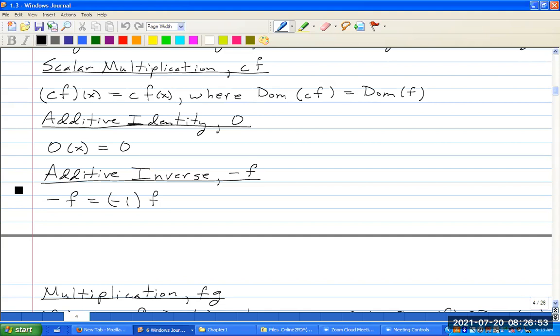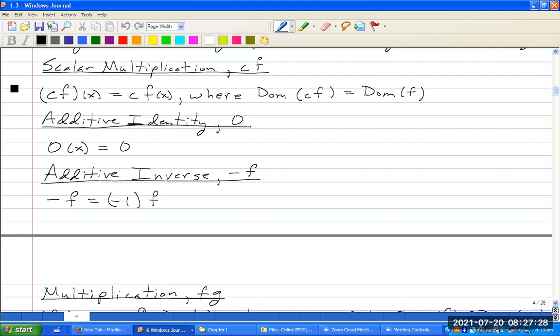The additive inverse, denoted by this minus sign in front of f. The additive inverse of the function f, denoted by minus f, is the scalar multiplication of the number -1 times f. We've already defined scalar multiplication up here. So we know what -1 times f is.